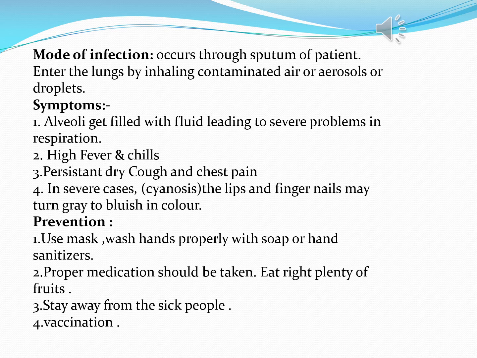Okay, symptoms. The patient suffering from pneumonia will show symptoms like high fever, chills, and a persistent dry cough. Now, what is the meaning of persistent? Continuously. Okay, a continuous dry cough and chest pains. Okay, there will be chest pain.